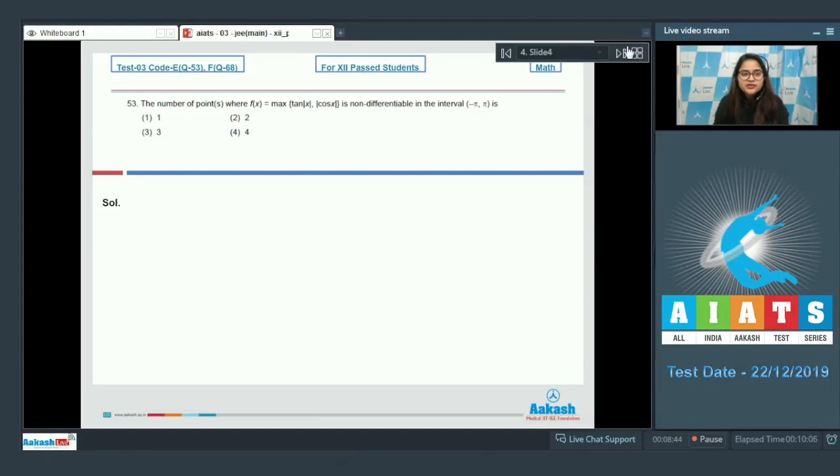Question number 53. The number of points where f of x is equal to max of tan of mod x and modulus of cos x is non-differentiable in the interval minus π to π. So just draw the diagram of tan of mod x and mod of cos x. This is π by 2 and this is π and this is minus π by 2 and this is minus π.